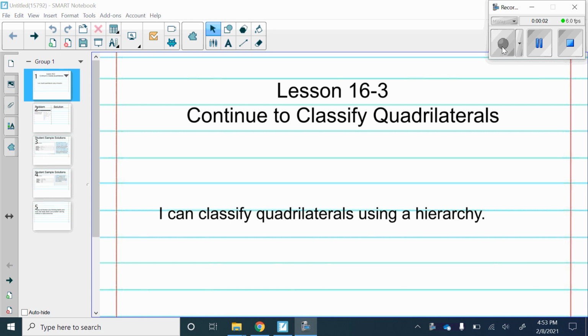Hi, fifth graders. Today's lesson is lesson 16-3, Continue to Classify Quadrilaterals. The I can statement is I can classify quadrilaterals using a hierarchy. I want you to pause the video now to write the lesson number, title, and I can statement on a new page in your math notebook. When you are finished, press play to continue.